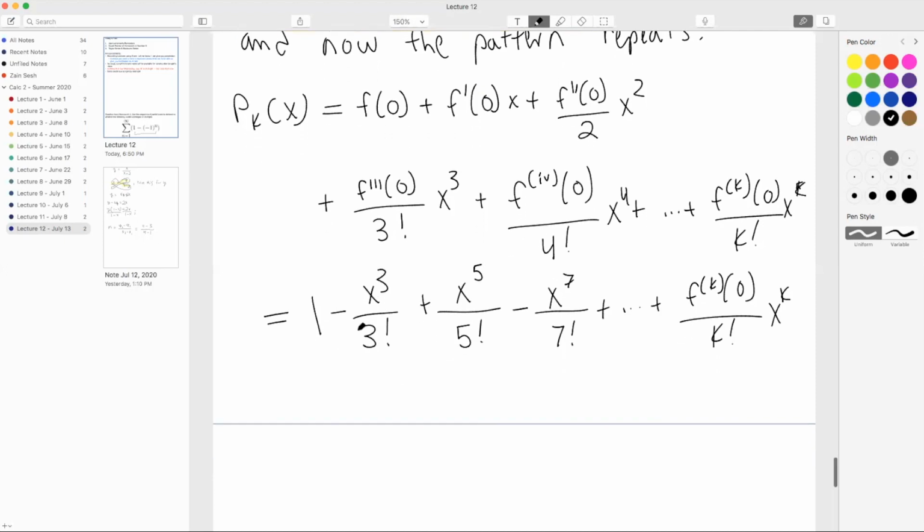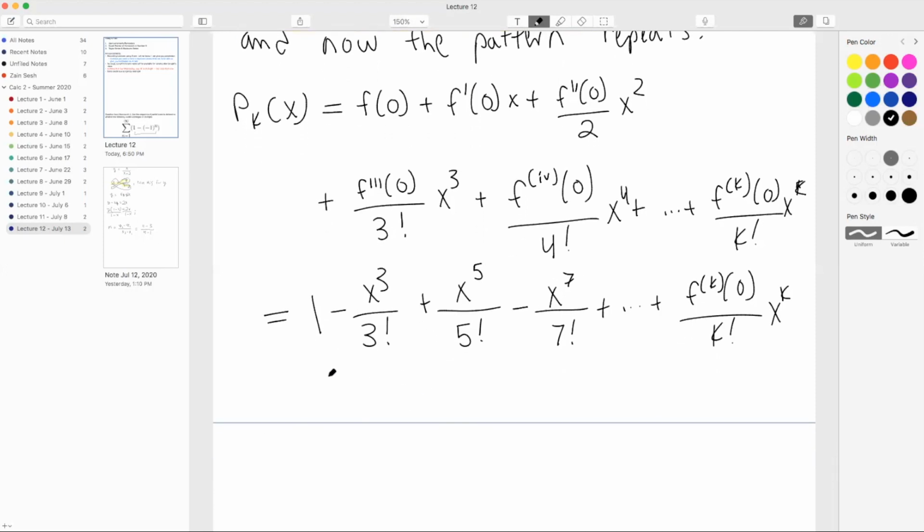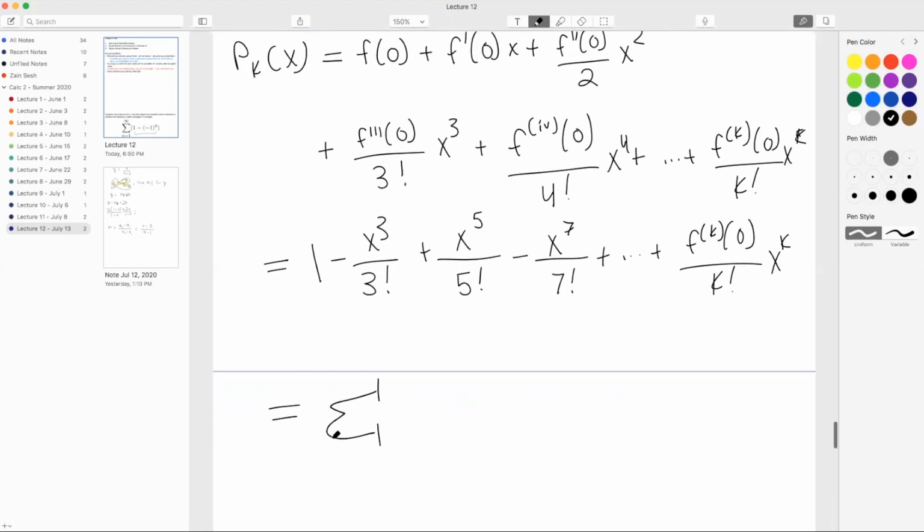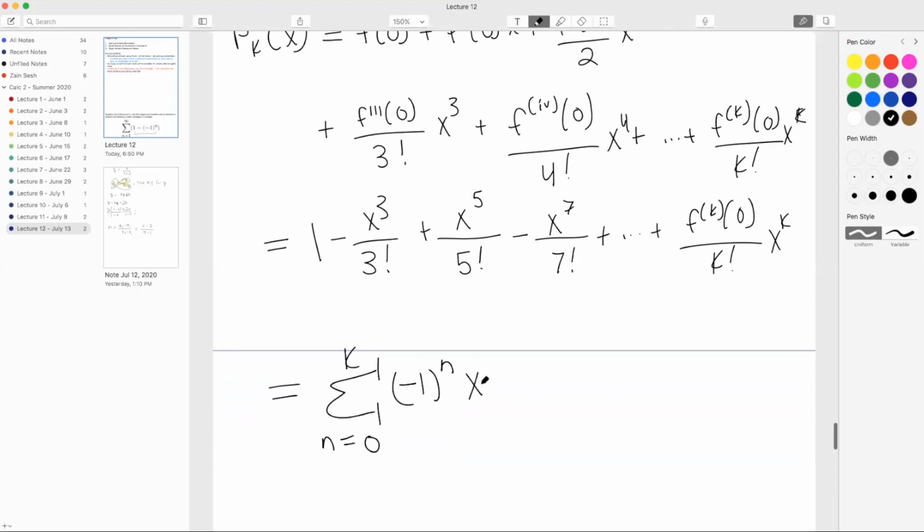And this actually gives motivation as to why sine is an odd function, because look at all of the powers in its Taylor series. They're all odd powers. Let me write this in sigma notation, which is a lot nicer. This is the sum from n equals 0 to k. There's an alternating of plus and minuses, so I deal with that with negative 1 to the nth power. I have x to odd powers, so I do x to the 2n plus 1 power, and I divide by 2n plus 1 factorial.